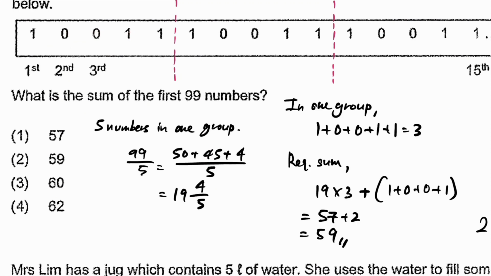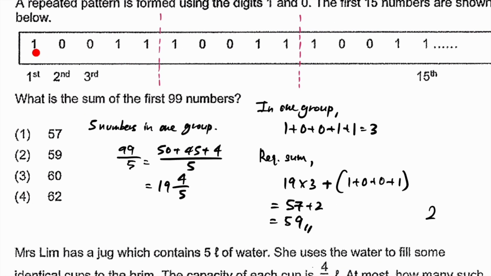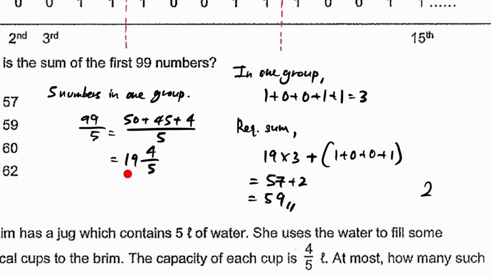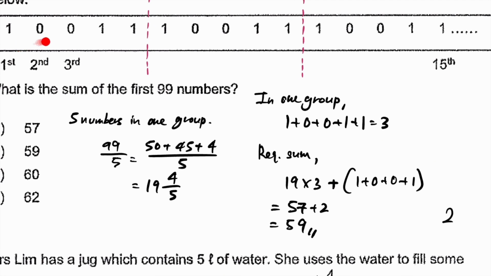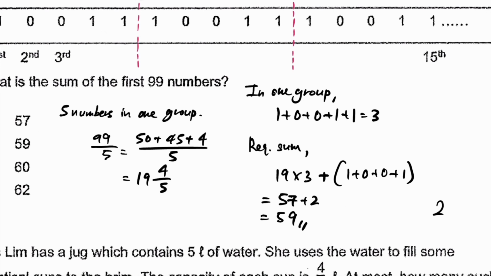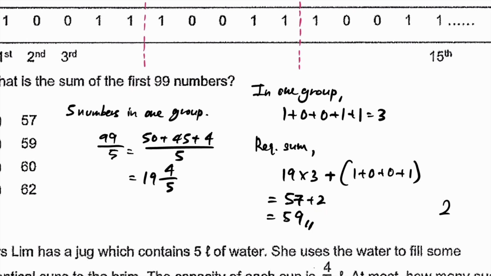So what's the sum though? What's the sum in one group? So it's 1 plus 0 plus 0 plus 1 plus 1. Basically, the sum of one group is 3. If we know that there are 19 groups with 3 each, the total therefore is 19 times 3 plus the remainder. 4 means let's add up the first 4 digits: 1 plus 0 plus 0 plus 1, which happens to be 2. The answer is 57 plus 2, the answer is 59.